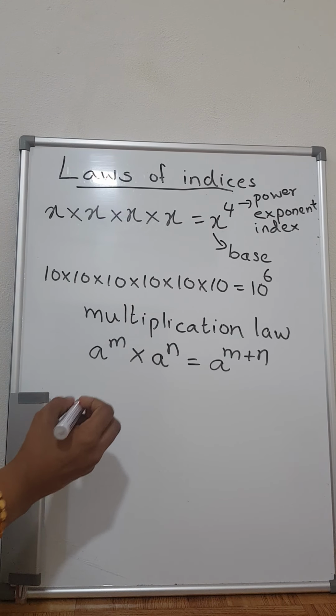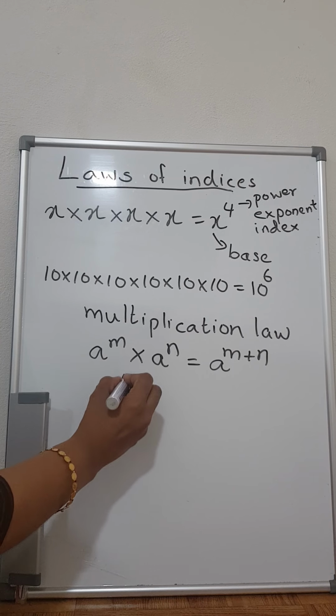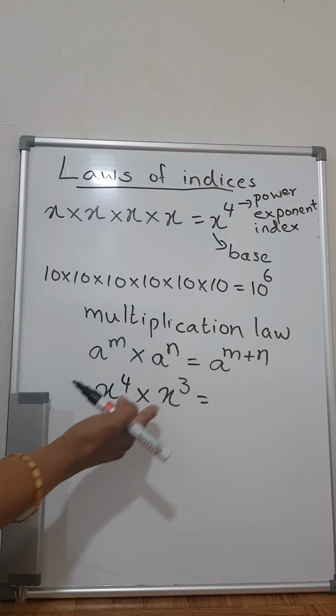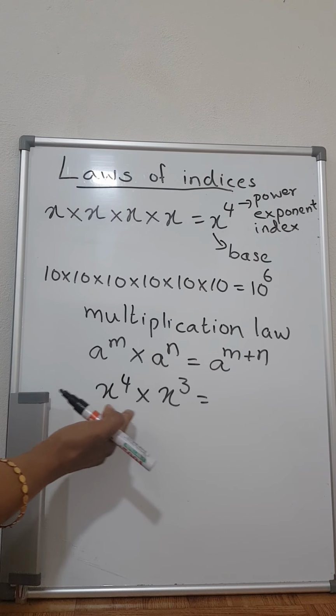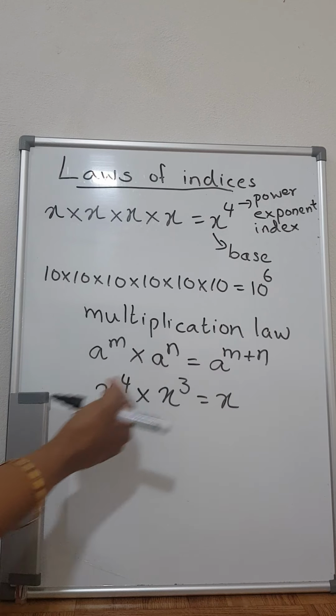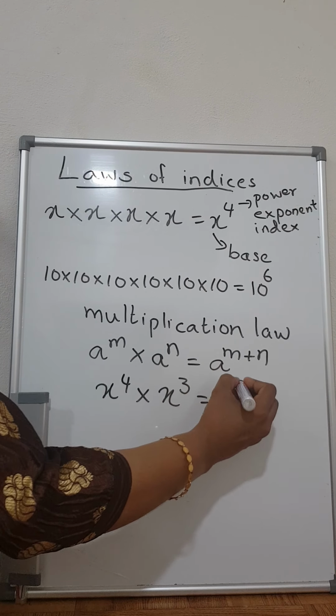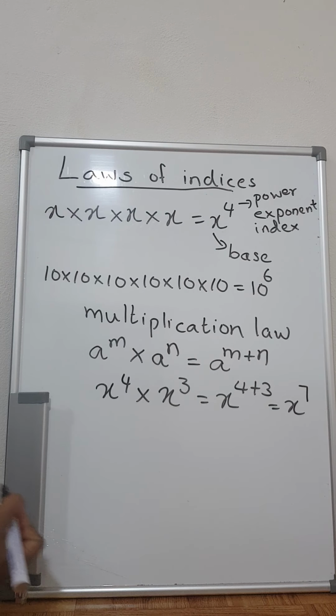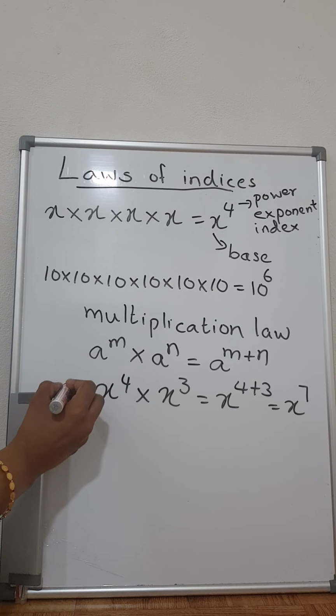Let's see some examples. x to the power 4 times x cubed. See here we have the same base, so we will retain the base and add the powers, just like the law said. So 4 plus 3. So x to the power 7. We'll see more examples.